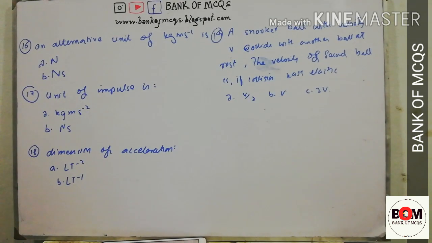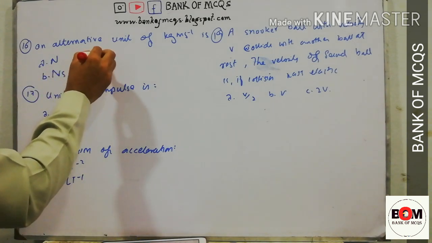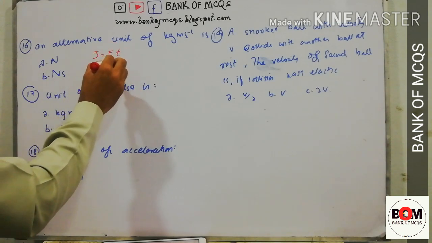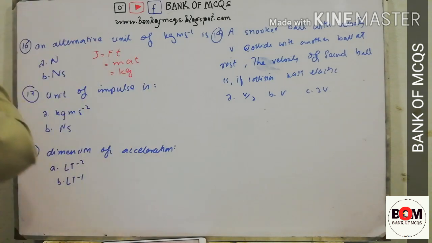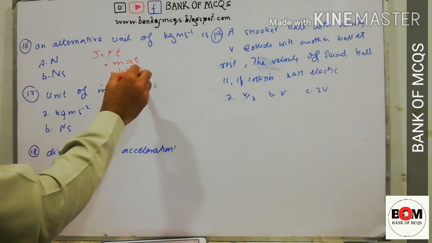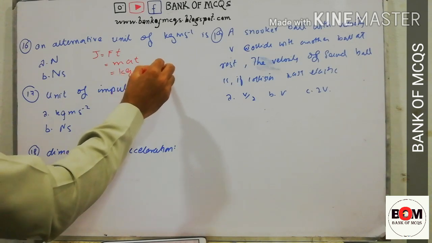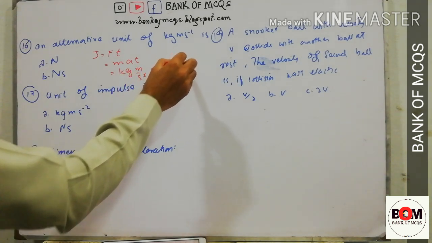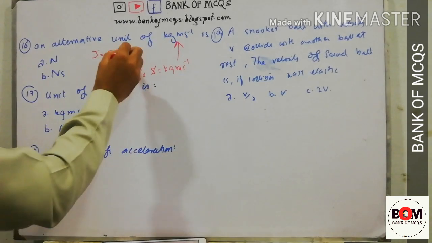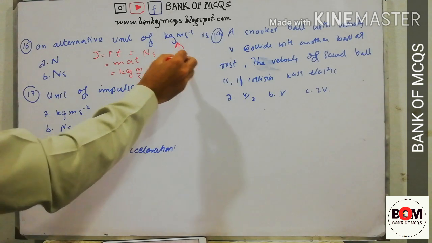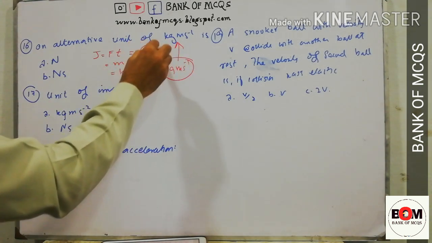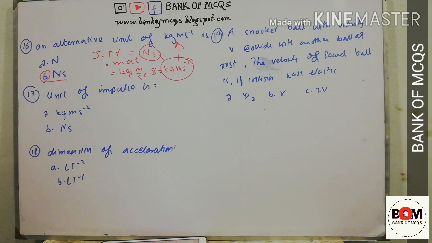MCQ number 16, an alternative unit of kilogram meter per second is. From the unit of impulse, we know that J is equal to Ft, where F is equal to ma, where the unit of mass is kilogram, acceleration is meter per second square, and time is second. So we will get kilogram meter per second. In this way, we can also write Ft is equal to Newton second. So the alternative unit of kilogram meter per second is Newton second. So option B is correct.